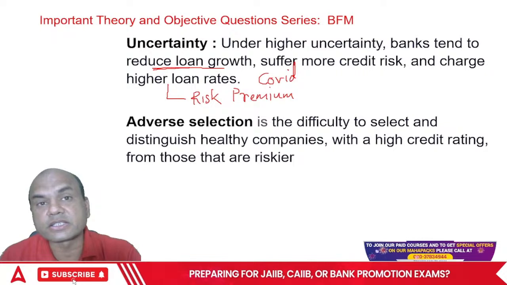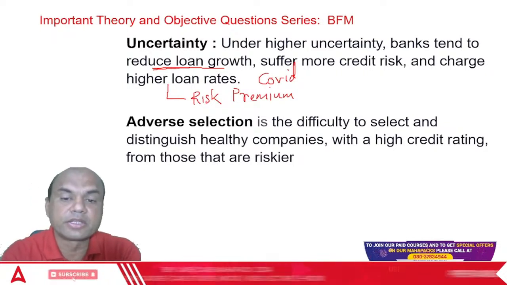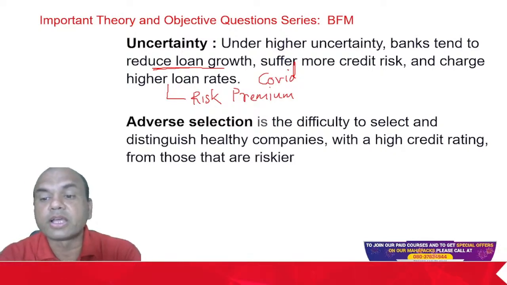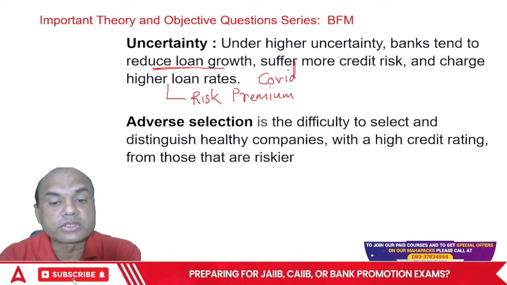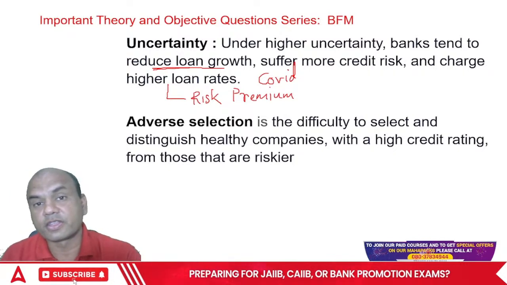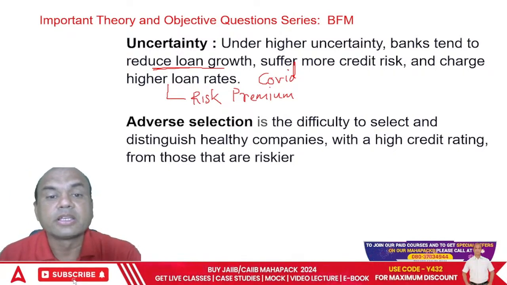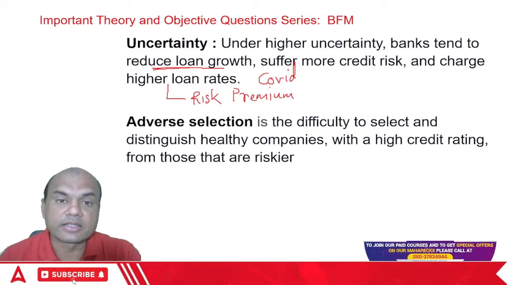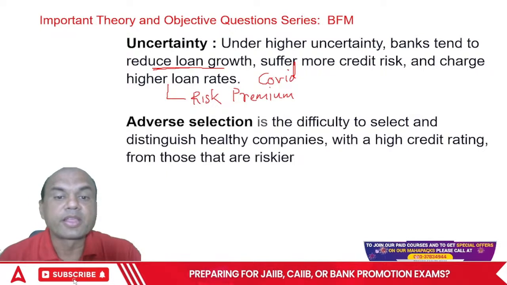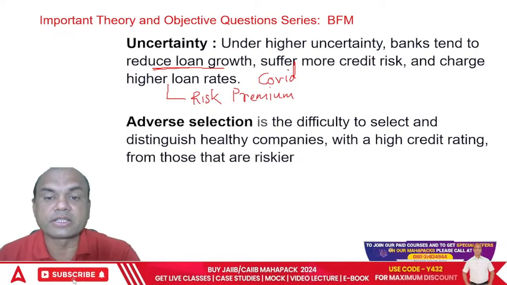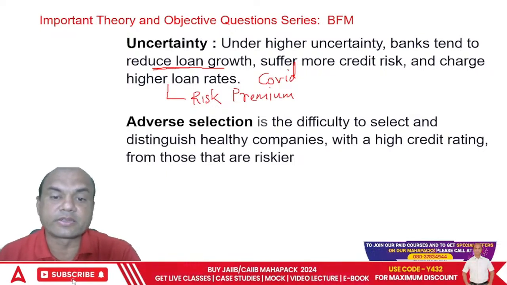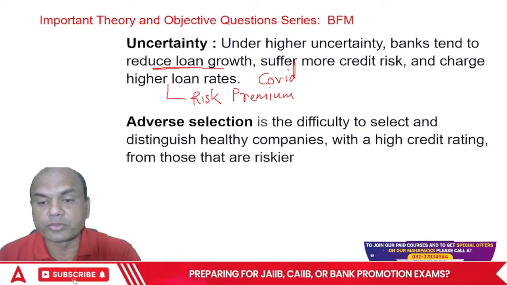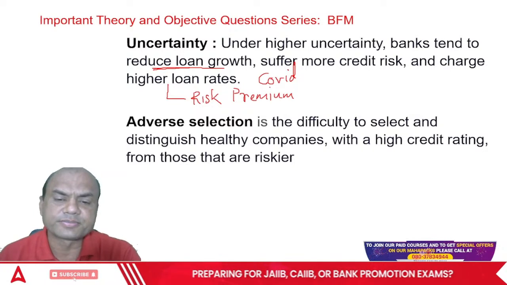Next is adverse selection. Now, what is adverse selection in this finance term? It is the difficulty to select and distinguish healthy companies with high credit rating from those that are riskier. Isn't it very important? See here, the logic is simple, but if we don't understand it, then it becomes difficult, isn't it? So, adverse selection is basically difficulty to select and distinguish healthy companies with high credit rating from those which are riskier. How will you select these?